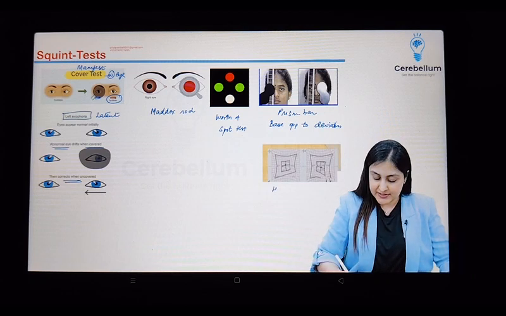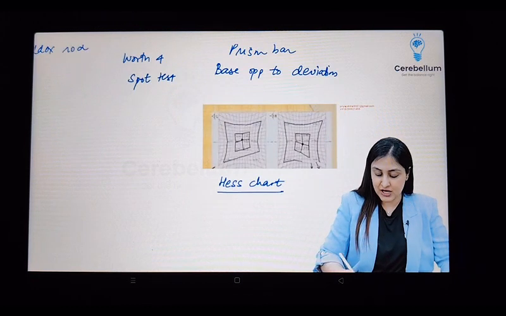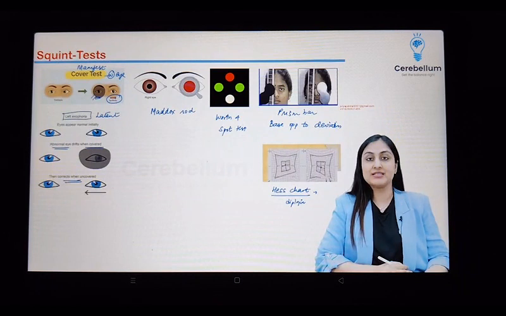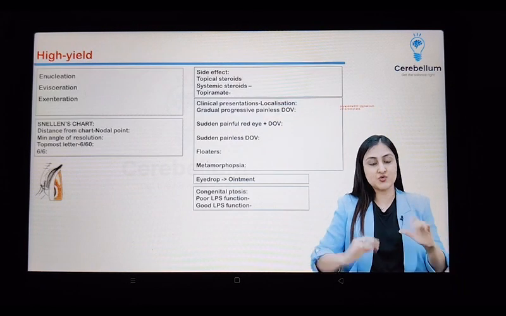What you are seeing here is the Hess chart. Don't confuse this for the Amsler's grid. This is the Hess chart for testing diplopia. Okay, so these are the instruments for squints that you want to remember. Finally, last 2 slides on some high-yield tables and images which are miscellaneous.